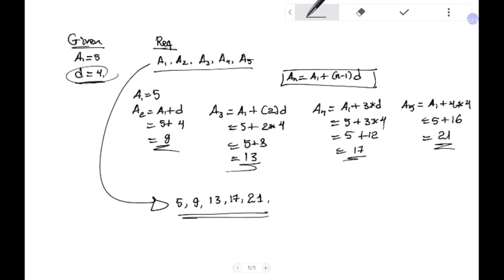These are the first 5 terms of this arithmetic sequence, or arithmetic progression, with first term 5 and common difference 4.